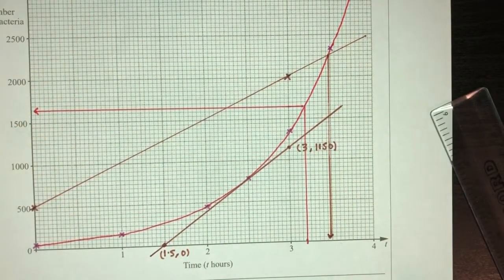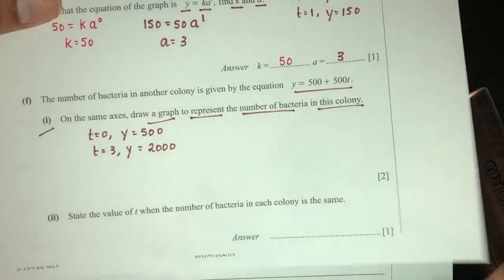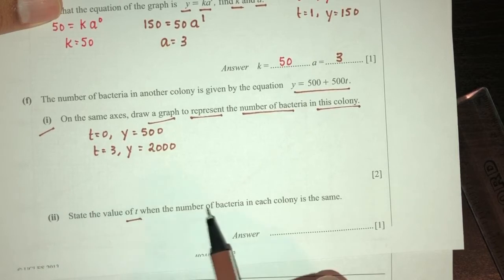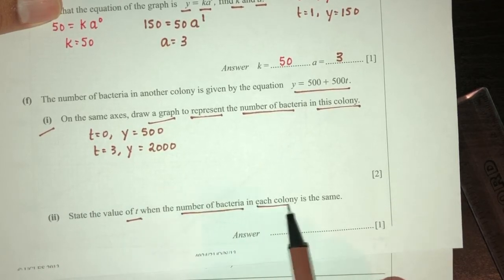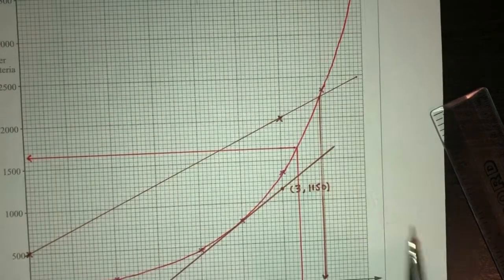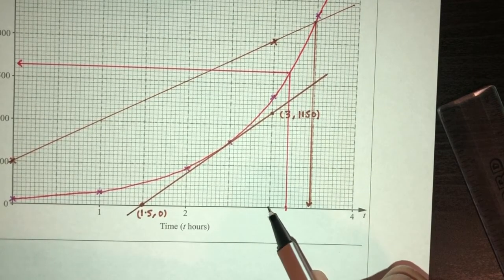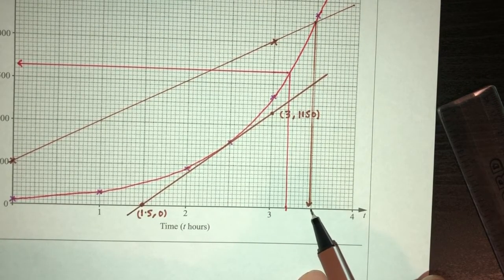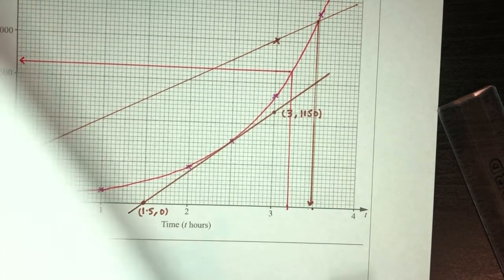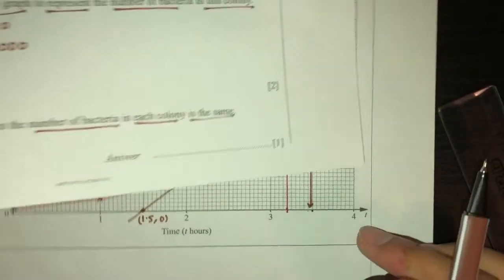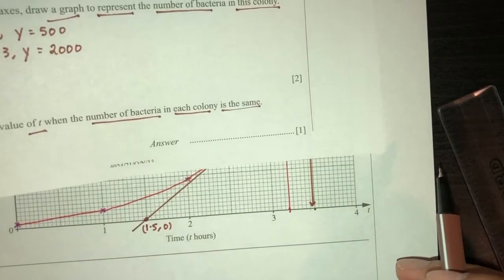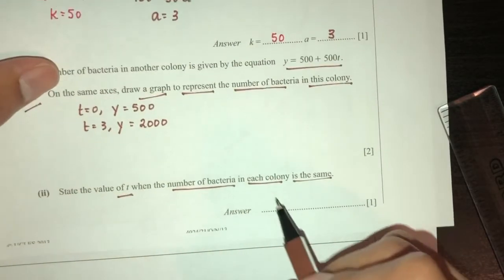Okay, so let's see what question we have next. It says, state the value of t when the number of bacteria in each colony is the same. So this is where they are the same, so the value of t will be right here, which is 3.5, so before that will be 3.475. Sorry, 3.47. So let's write this value.